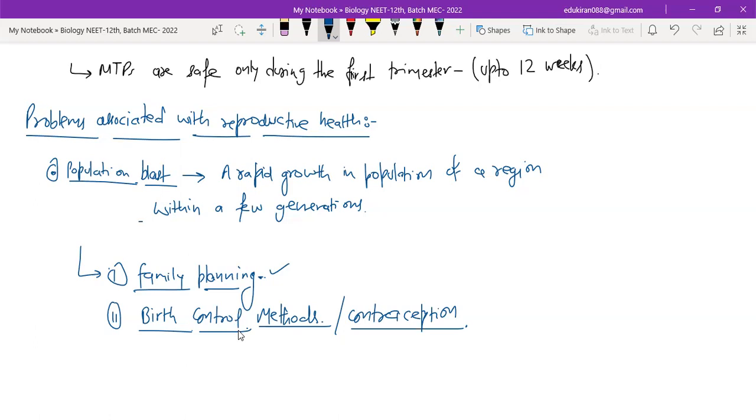Okay, everyone? Yes, sir. Write down the next point. Birth control methods or contraception. Birth control methods helps in preventing unplanned birth.